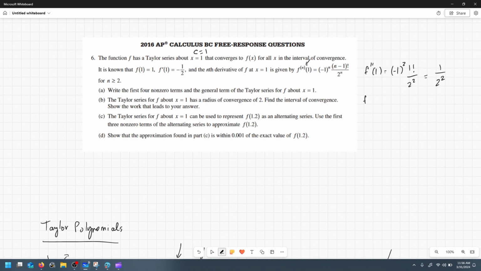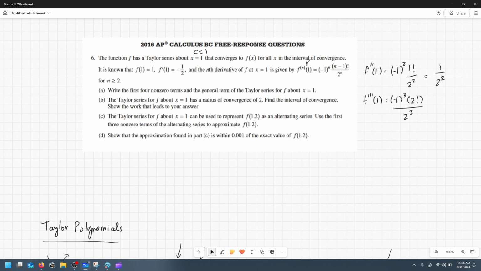All right, third derivative at 1. Just plug in 3 for n. So I'm going to get negative 1 cubed. I'm going to get 3 minus 1, which is 2 factorial. On the denominator, I'm going to get 2 cubed. And we could just keep going.